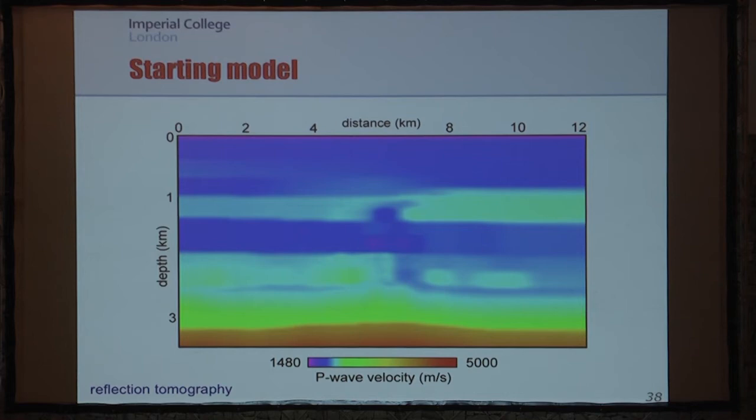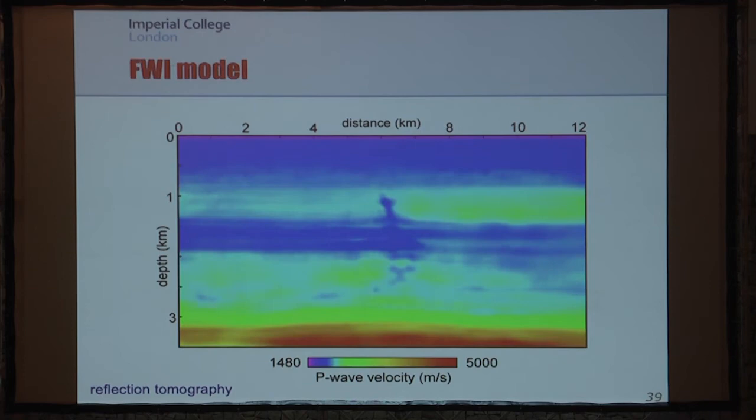This was the starting model for a slice through the edge of the gas cloud, and this is what it turns into. So that's the result of running the inversion. So the first thing to note is it's quite similar. It hasn't changed dramatically, and it can't. We're doing a local inversion, so the answer we get must look quite like the starting model. But it has changed in a lot of its details.